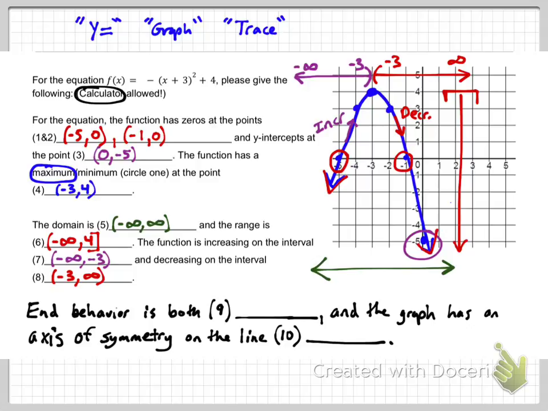The end behavior on both of these is negative because they're both pointing down. And the graph has an axis of symmetry on this vertical line I just sketched, and that is going through -3 on the x, so we want to write x equals -3.